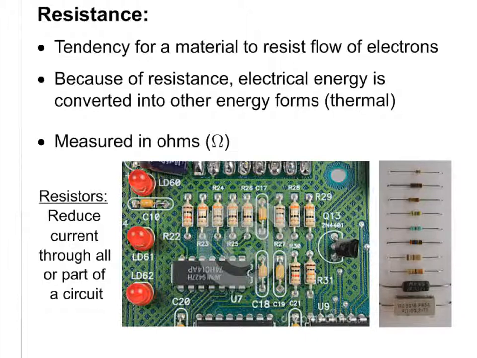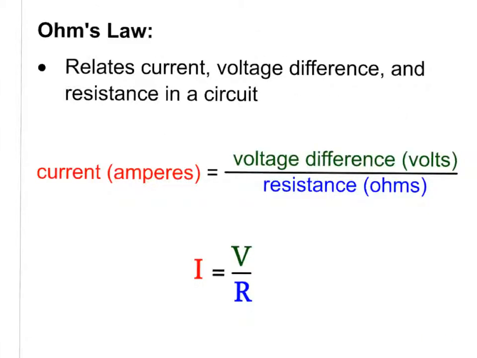Resistance is always measured in ohms. That's how we say that word, ohms. It comes from this Greek letter, and it's written like this, Ω. And that brings us to the exciting Ohm's law, which relates current, voltage difference, and resistance in a circuit.